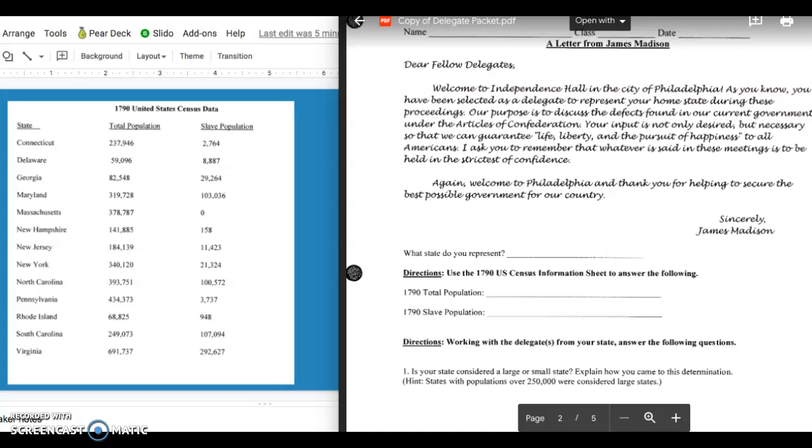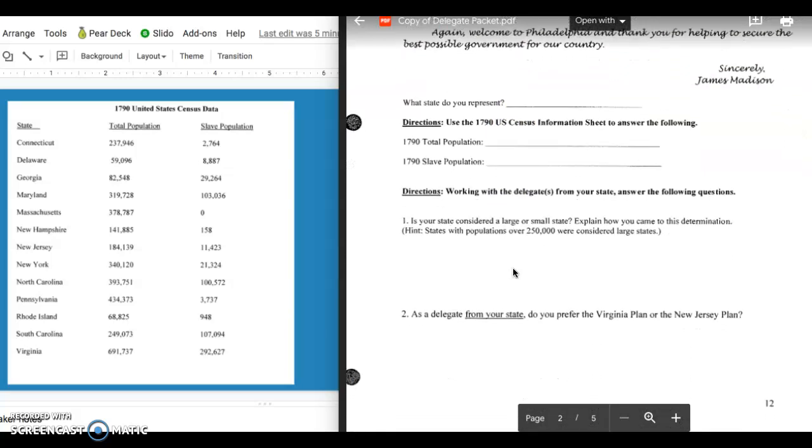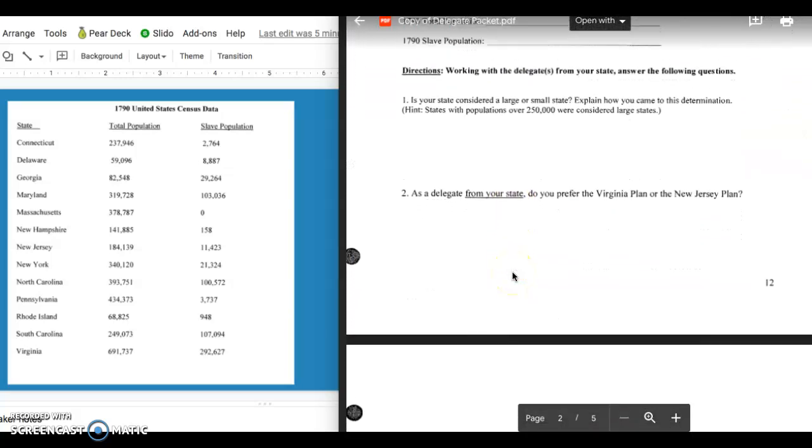This is directly on the slides that are listed here, or you can just pause this video and use this census to get the information. This is total population, including the slave population. So if you want to find out what their total population is without enslaved people, you're going to minus out the slave population. So use the census data in order to answer these questions with your partner.